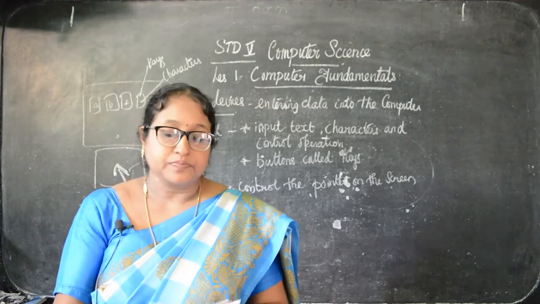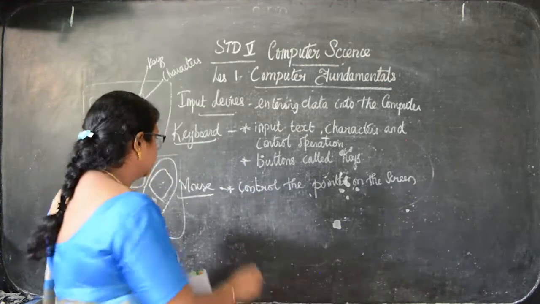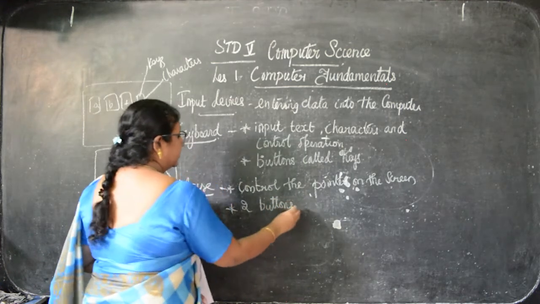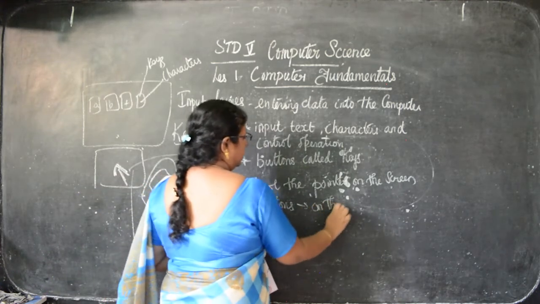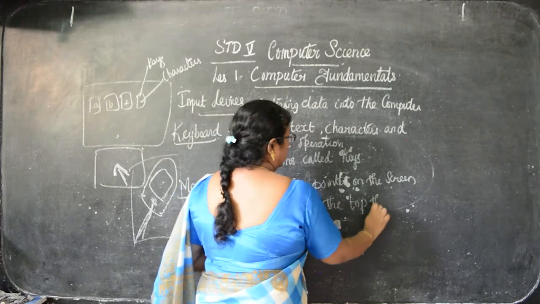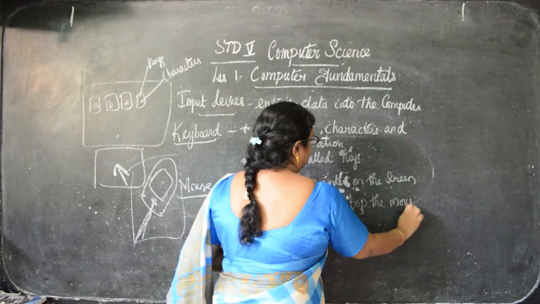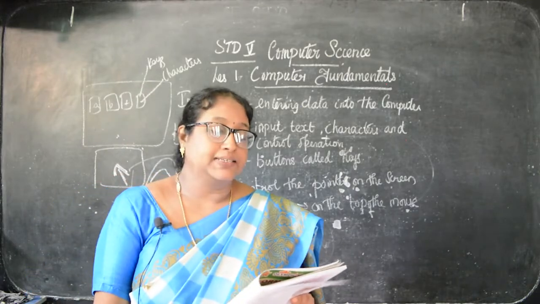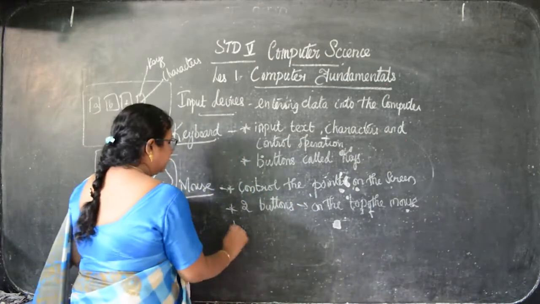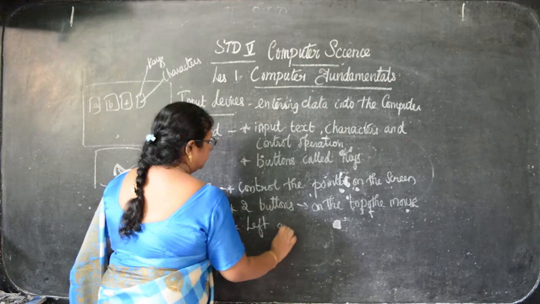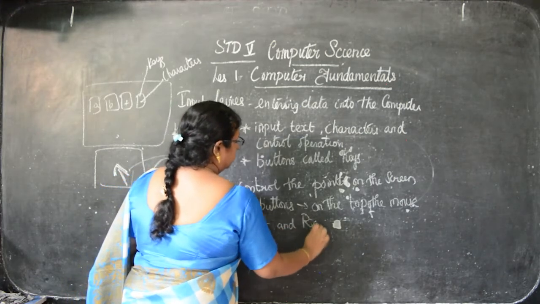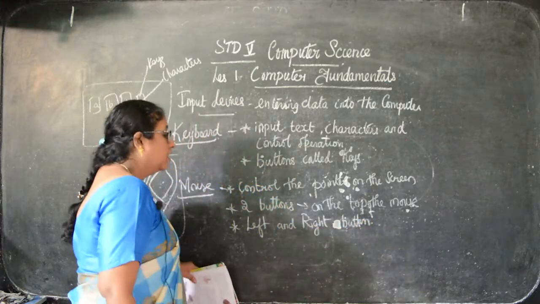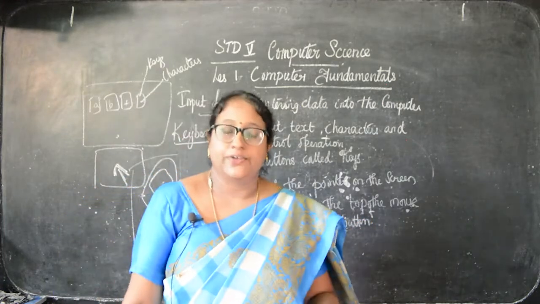Now there are two buttons on the top of the mouse. How many buttons? Two buttons. And that is left and right. So first one, left and right button. Okay, children, so there are two buttons which you can find on the top of the mouse. That is the left and right buttons.